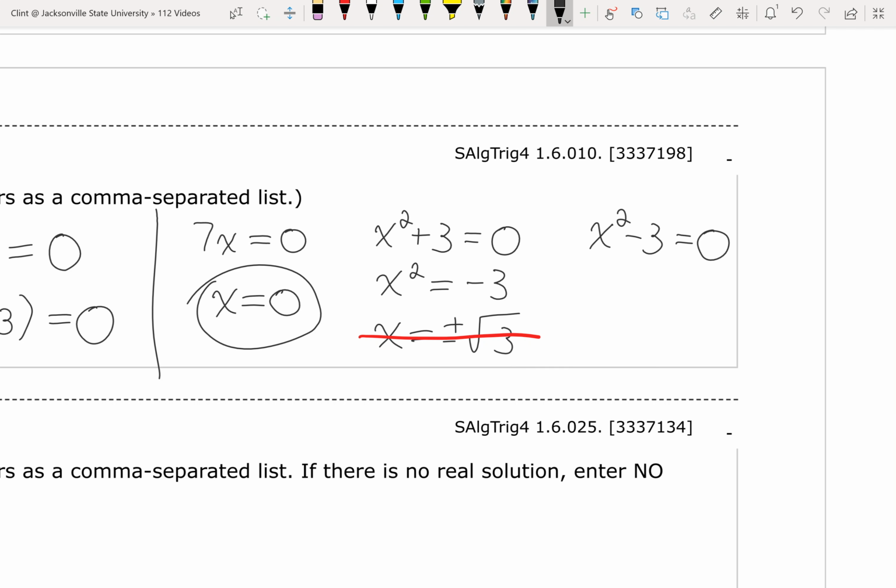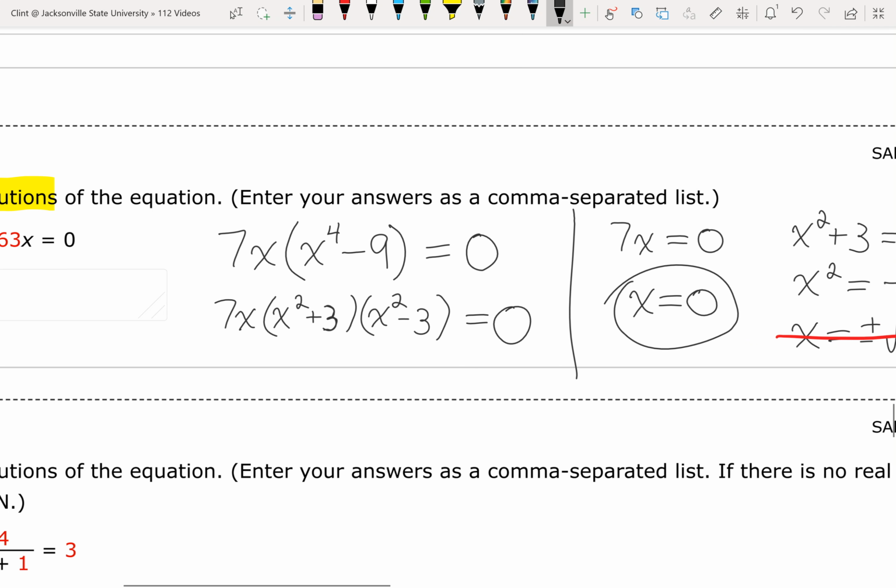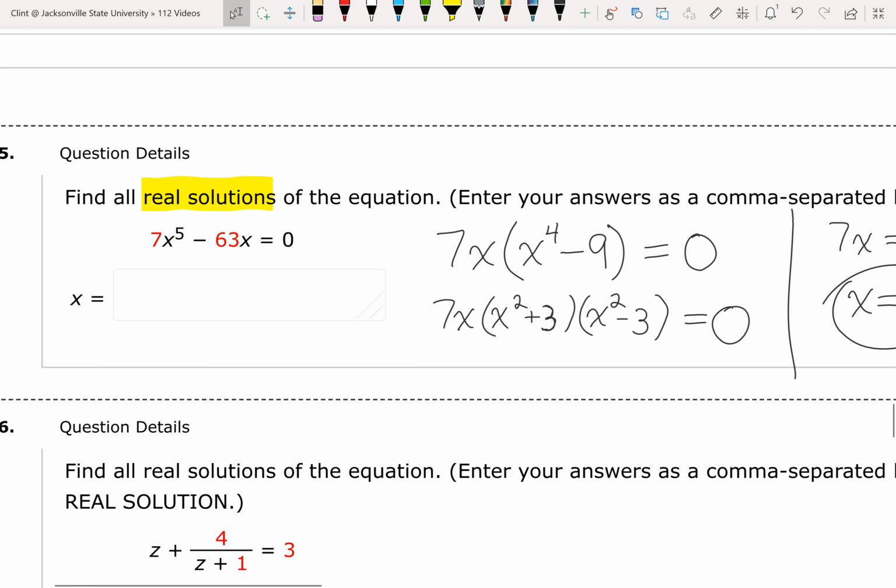Okay, what about the last one? Similar strategy. If we do x squared equals +3, then if we take the square root of both sides, you have to do plus or minus, so we got plus or minus square root of 3. So we end up with three real solutions. We have x equals 0, x equals square root of 3, x equals negative square root of 3. The one in the middle, the 3i, we don't care about because it's complex, and it said find all real solutions.